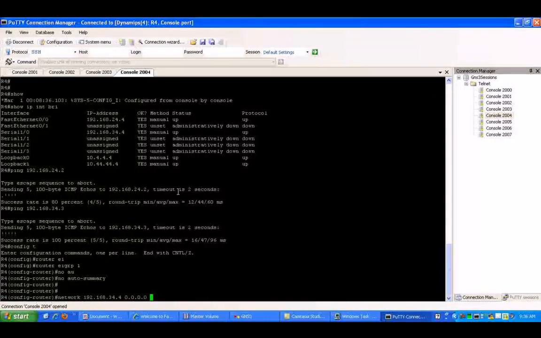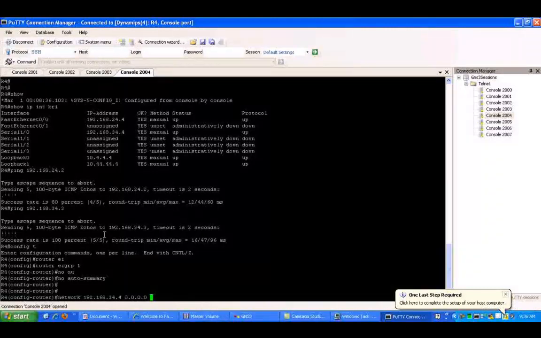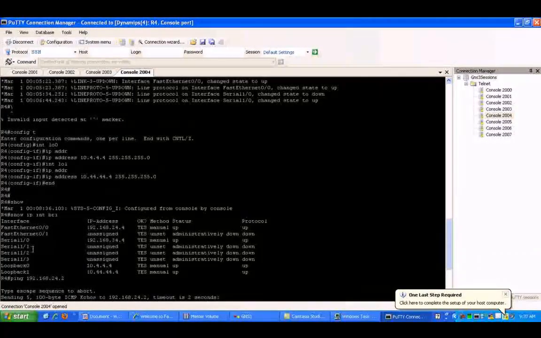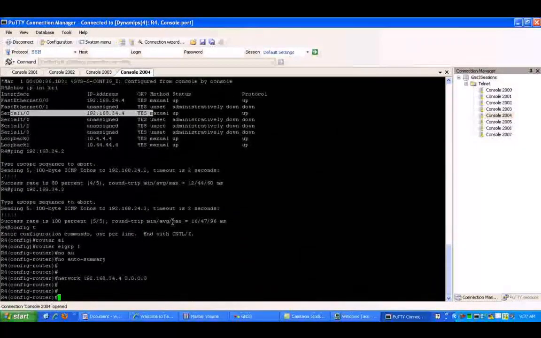We will have an all host match in this case. It's only going to try to establish an adjacency on the router where I have this IP address specified, which is the serial 10 interface on router 4.